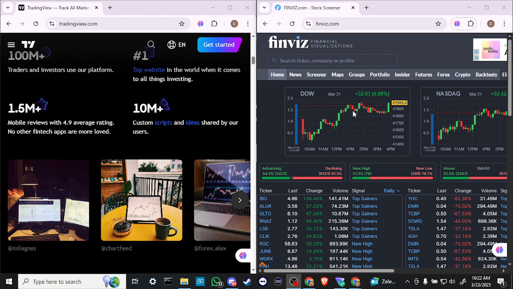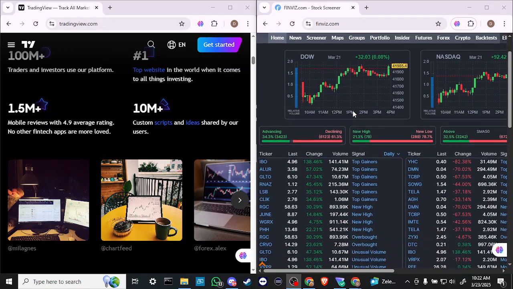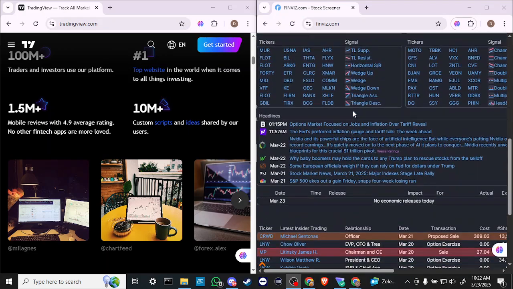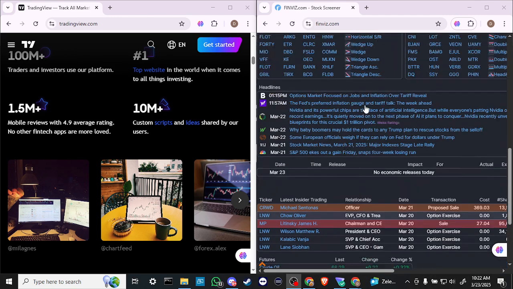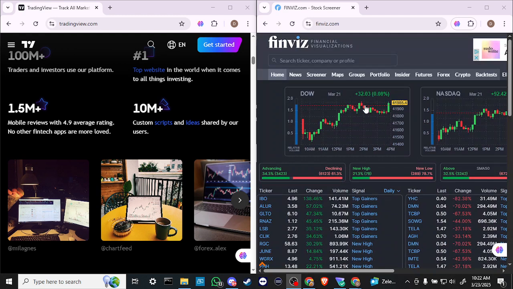Finviz is here. You can see we have a nice view of the financial visualizations that you'll find on Finviz. And if we just scroll down, looks like it's very straightforward. We do have a guided tour that we could take a look at there. What is the difference between TradingView and Finviz according to Cider AI?